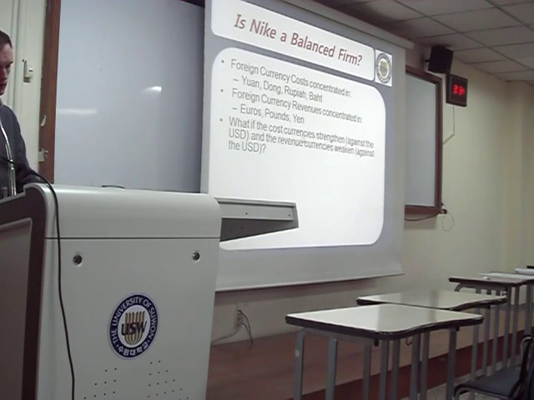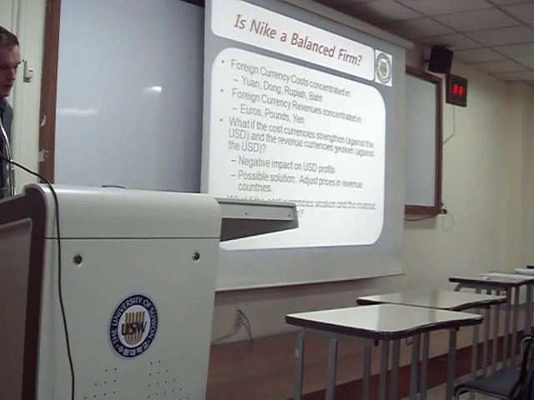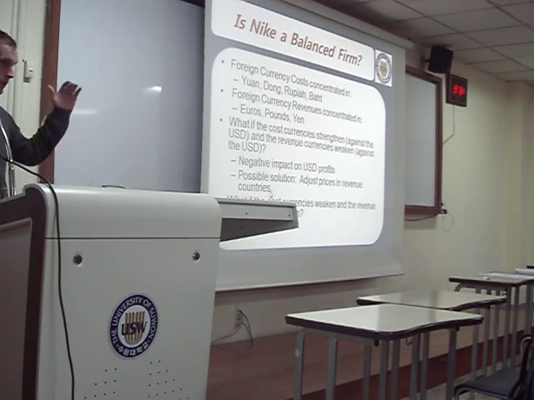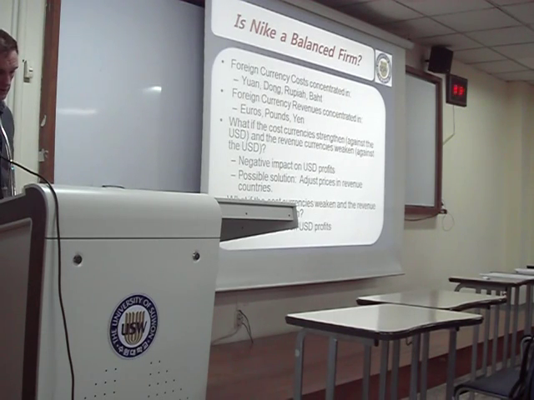So what if these cost currencies get stronger and the revenue currencies weaken? They have a negative impact on their profits. So we could put up the price in the revenue countries, increase the price in the US. On the other hand, if these currencies get weaker and these ones get stronger, we get a more positive impact on our profits. So the question is, how can Nike balance its overseas activities?